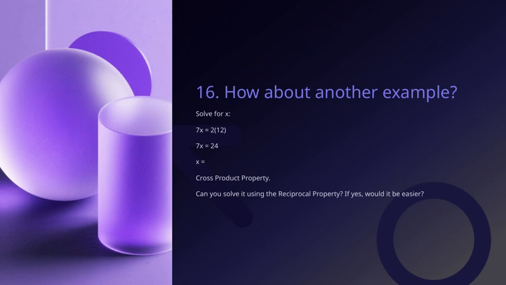But here's a good question. Can we use the reciprocal property instead? And if we can, would that make things easier? It's worth considering because sometimes different properties can simplify the process. Remember, the key is to choose the most straightforward method to find our solution efficiently. This example highlights how understanding multiple properties gives us flexible strategies for solving equations, which ties back to our overall goal of mastering algebraic techniques.